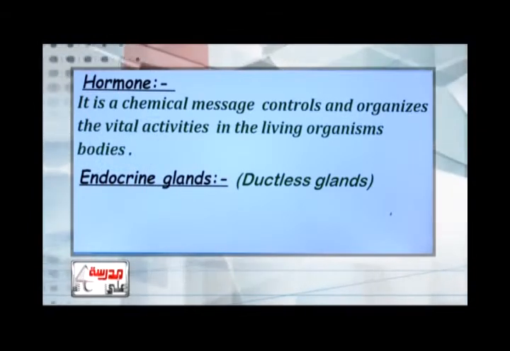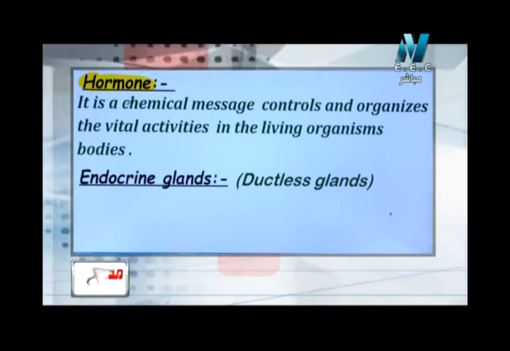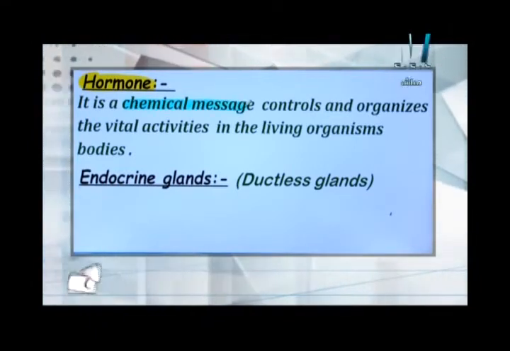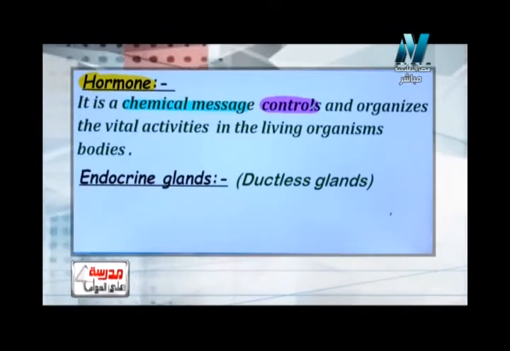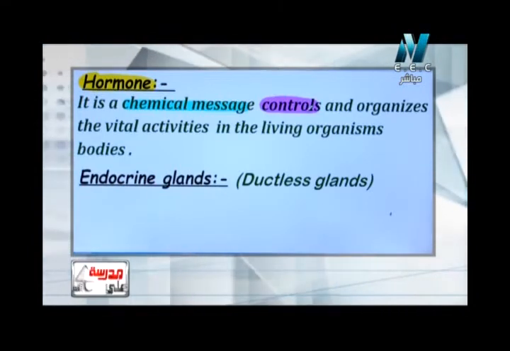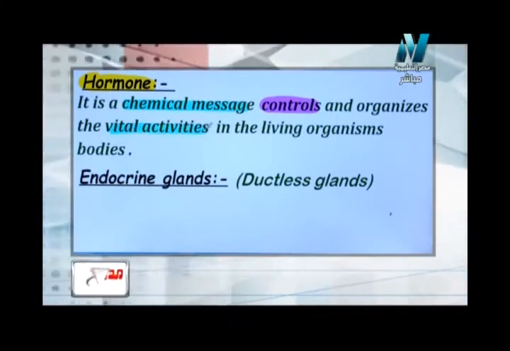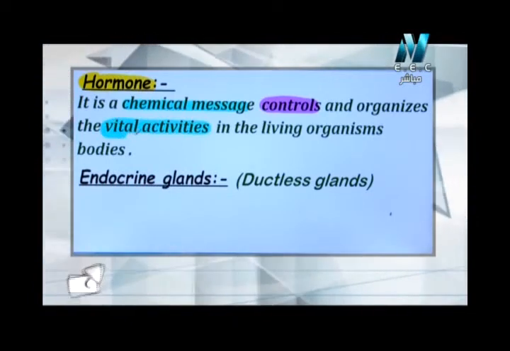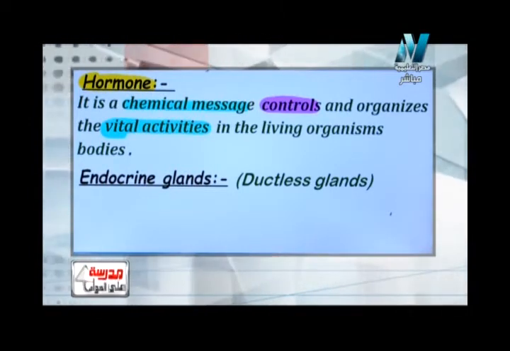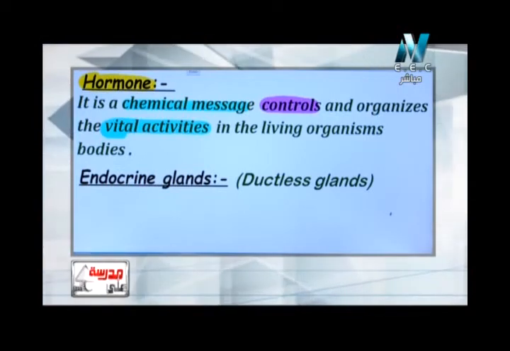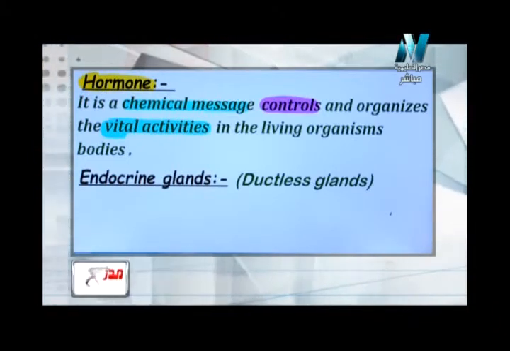So we have here to know what is meant by hormones as a chemical message or a chemical substance. بتعمل ايه؟ Controls and organize. بتنظم يعني بتعمل تنظيم. The vital activities, the important activities in the bodies, as we can't live without hormones. So we know what is meant by hormones now. عرفنا يعني ايه hormones as chemical message, control and organize the vital activities in the living organisms bodies.